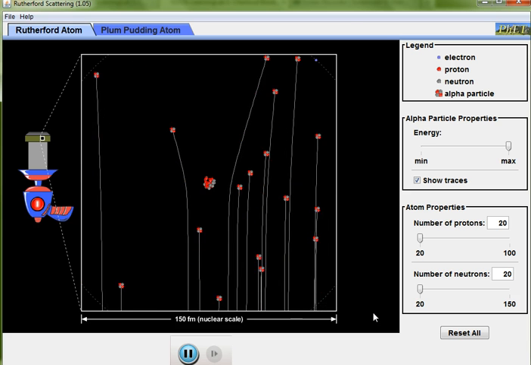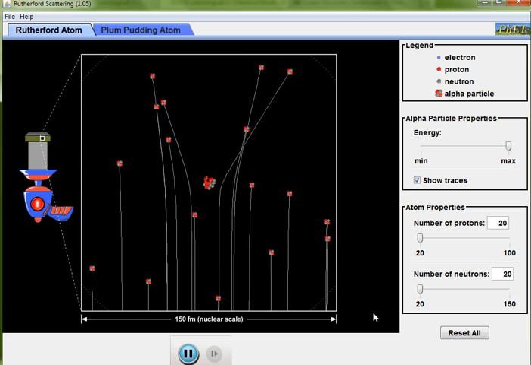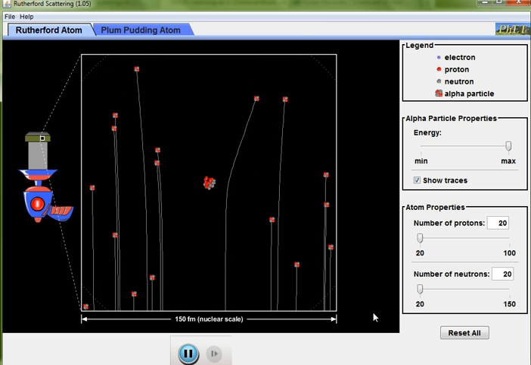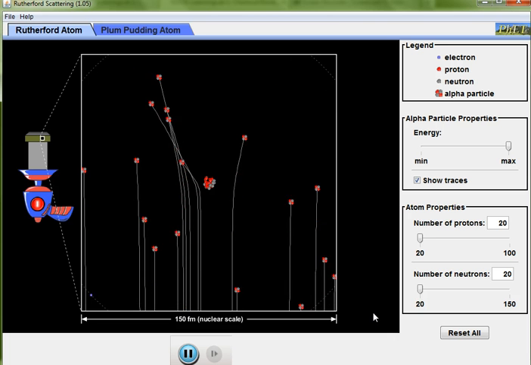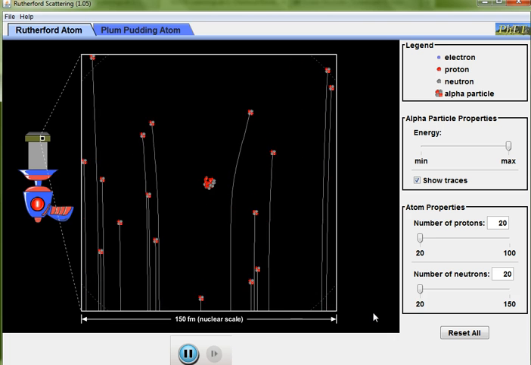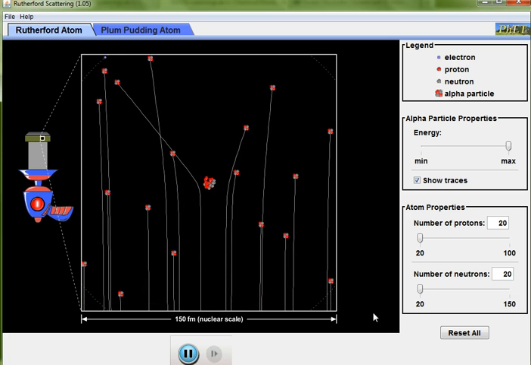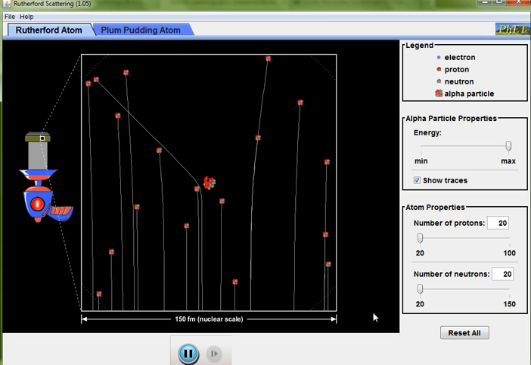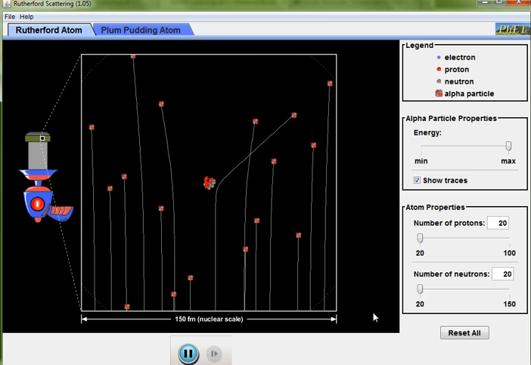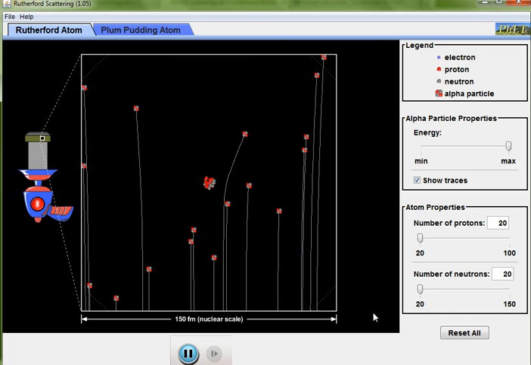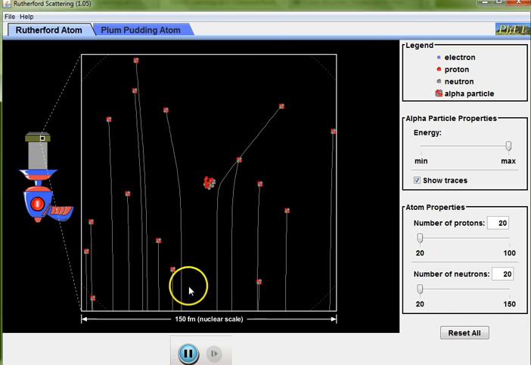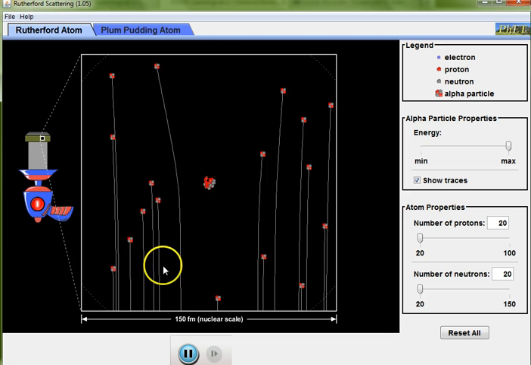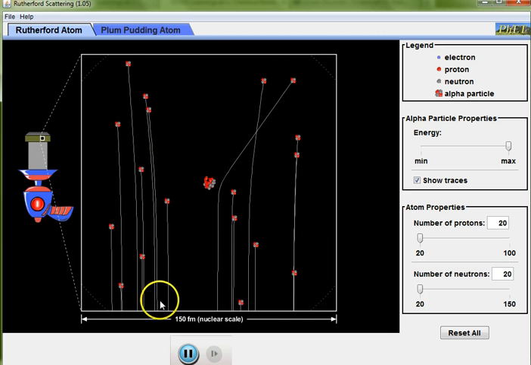What do you say about the deflection in this case? How would you compare the deflections between the gold atom and this particular atom? Is it more, less, different? How would you categorize it? Would you say that it's very small in this atom? That is correct, Harshad. The deflection is very small in this atom.